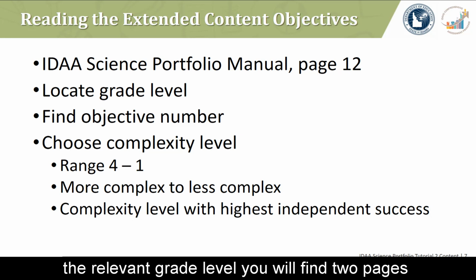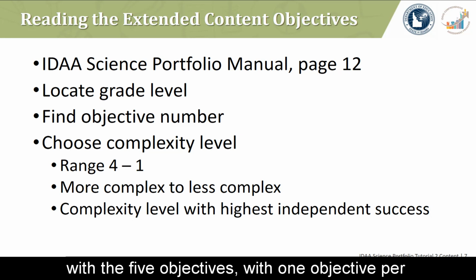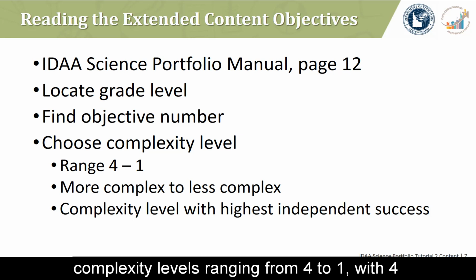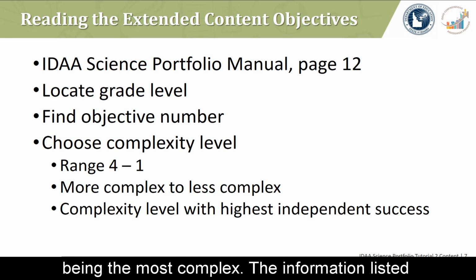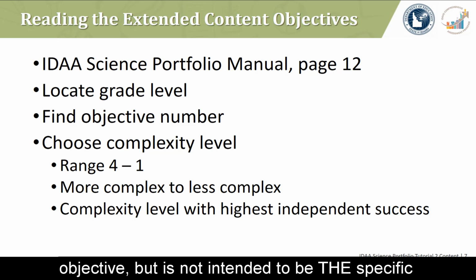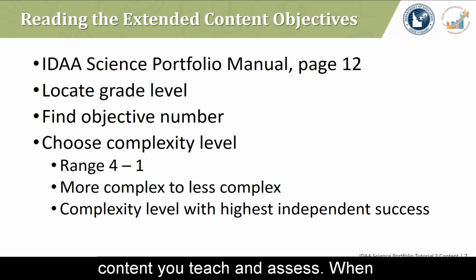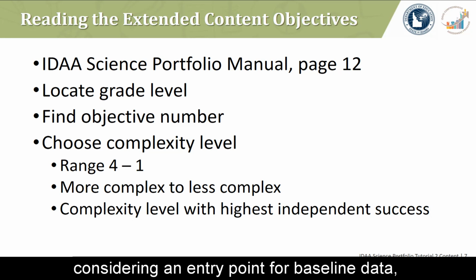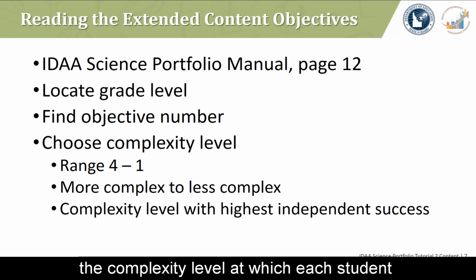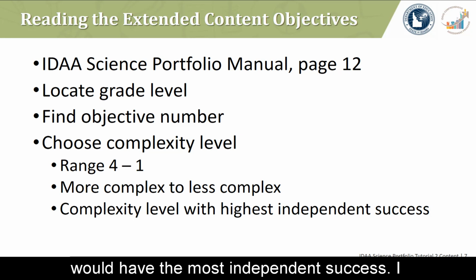Within the relevant grade level, you will find 2 pages with the 5 objectives, with 1 objective per row. Within each objective row, you will see the complexity levels ranging from 4 to 1, with 4 being the most complex. The information listed at each complexity level is an example of the objective, but it is not intended to be the specific content you teach and assess. When considering an entry point for baseline data, instruction, and assessment, you would choose the complexity level at which each student would have the most independent success.